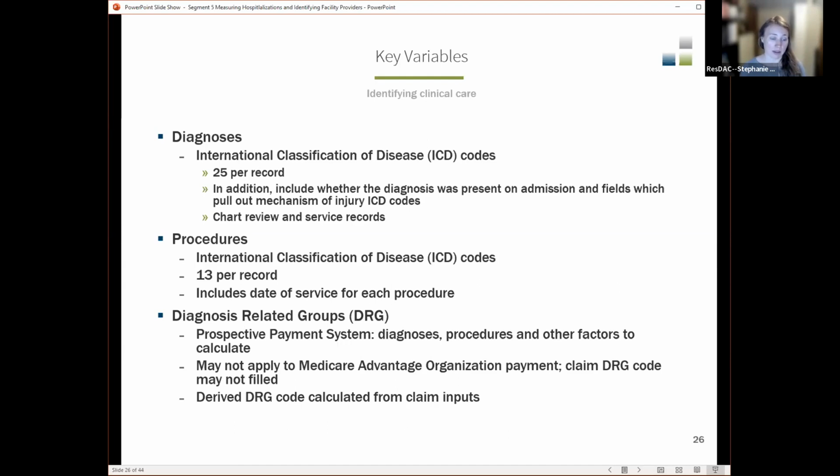CMS does go ahead and calculate a DRG based on the claim inputs: the diagnosis, procedures, whether there's a death during the hospitalization, and the discharge status. So we can find that, and that's something that will be akin to what we see in fee-for-service data. Do they use the chart review diagnoses when deriving it or not? No, they would only use what's on the service record to do the derived DRG, I believe. The chart review ends up mattering for the risk adjustment payments later.